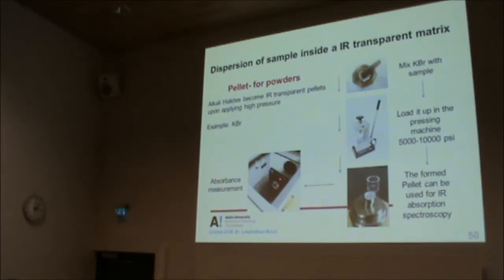You place that in the window. This is the path for infrared radiation in the spectrometer. So now you put this pellet here, and as the light passes through, you measure absorption. And this is mainly used for solid powders.